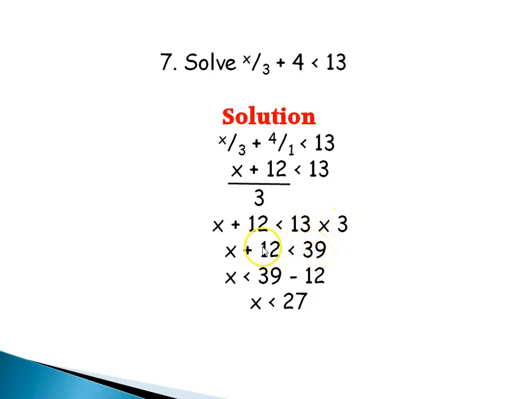Then I move my 12 to this side. It becomes minus 12. x less than 39 minus 12. 39 minus 12 is 27. So x less than 27 is the final answer.